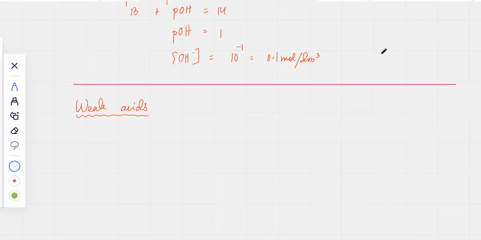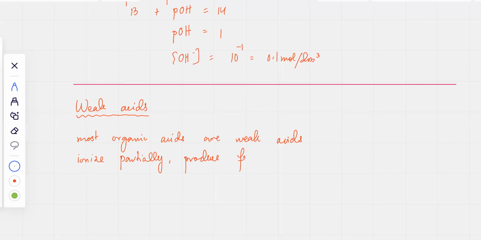That don't dissociate fully. Ionize. See, first thing is they don't ionize fully. Most organic acids are weak acids. And they ionize partially. So they don't really produce a lot of H plus ions. So they produce fewer or lesser H positive ions.